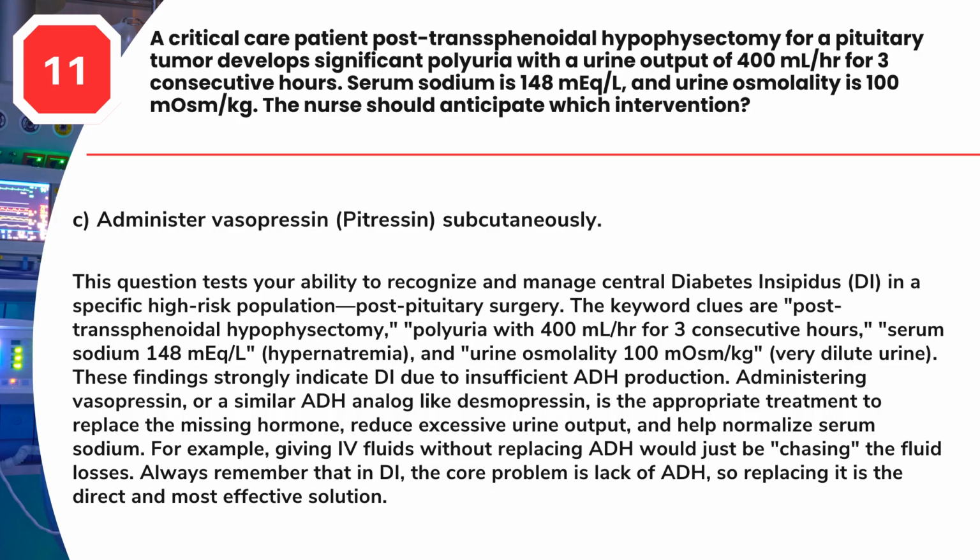Administering vasopressin, or a similar ADH analog like desmopressin, is the appropriate treatment to replace the missing hormone, reduce excessive urine output, and help normalize serum sodium. For example, giving IV fluids without replacing ADH would just be chasing the fluid losses. Always remember that in DI, the core problem is lack of ADH, so replacing it is the direct and most effective solution.